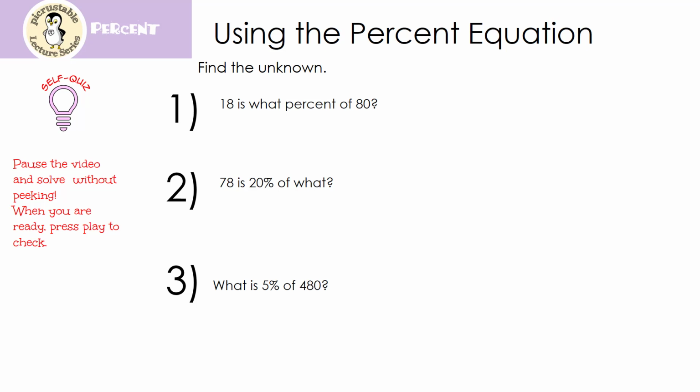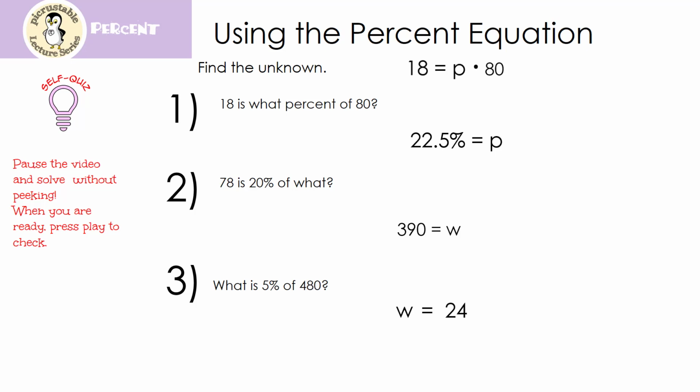Here's the self-quiz. You're going to pause the video and solve without peeking. Then when you're ready, you're going to press play to check. All right, let's see how you did. The answer for number 1 is 22.5%. The answer for number 2 is 390. And the answer for number 3 is 24. If you got those right, good job. You can just move along in the video. For the rest of us, let's see what I did.